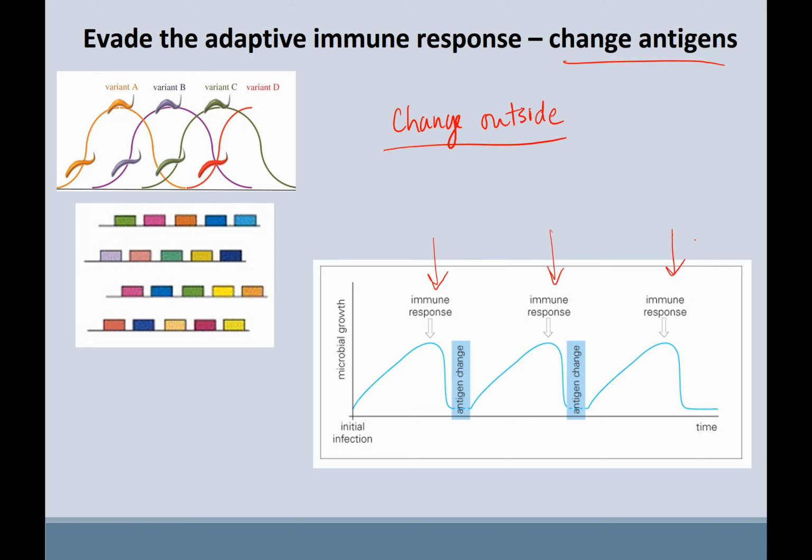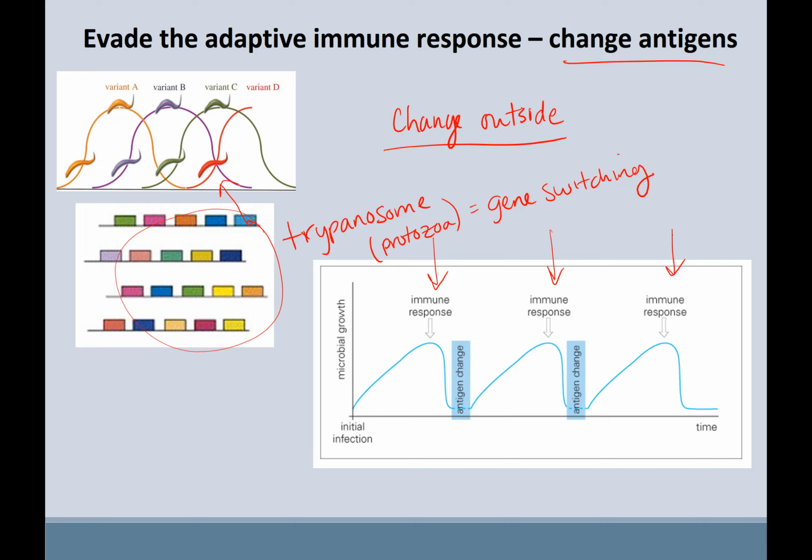So this is really common in trypanosomes. Okay, so these are protozoa. And this is actually called gene switching. So even within a single host, they can turn on different genes so that they look different as they're replicating and making more parasites.